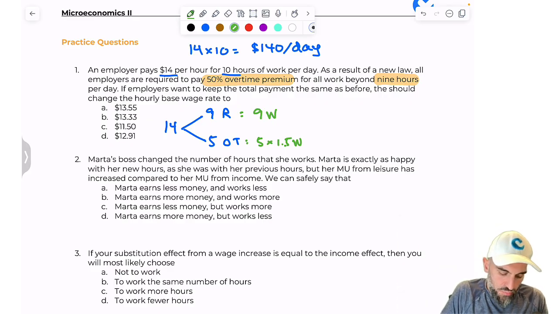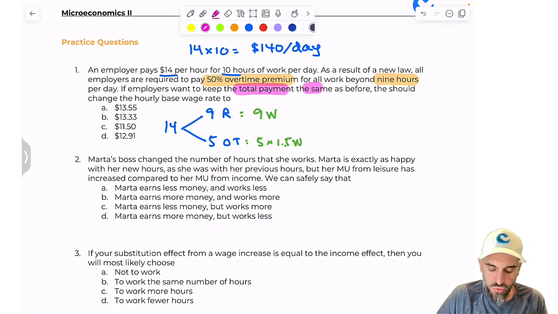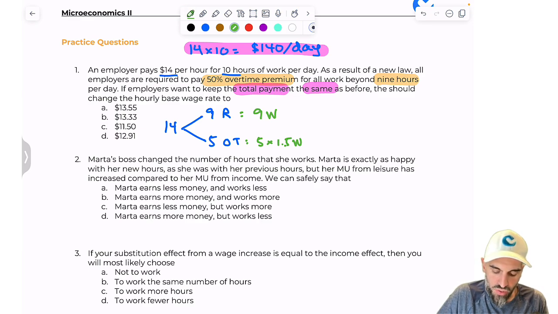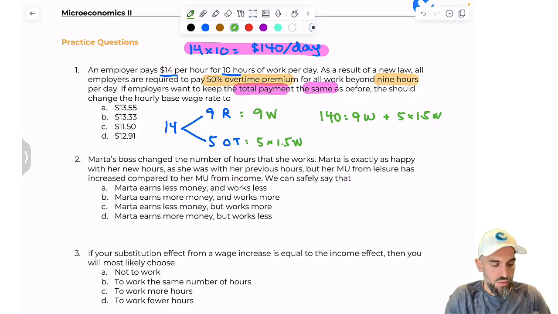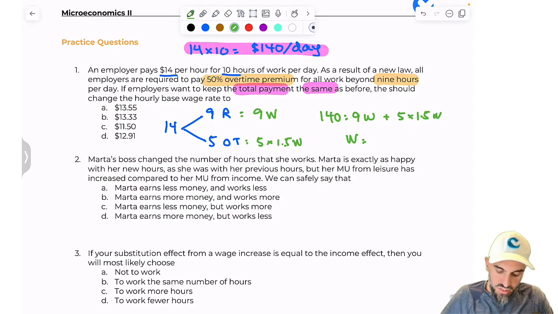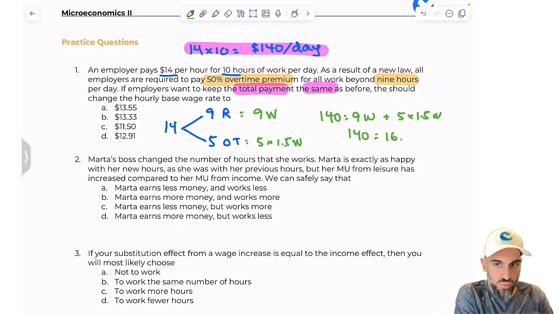Now the question is, if the employer wants to keep the total payment the same as before, so we still want to just pay $140, what would the new wage rate be? So if I want the total to be $140, what you do is 9 times wage plus 5 times 1.5 times the wage, and you solve for the wage. So 5 times 1.5 is 7.5 plus 9 is 16.5. So if I just show you what I've done so far, 140 equals 16.5 times the wage, and so 140 divided by that.